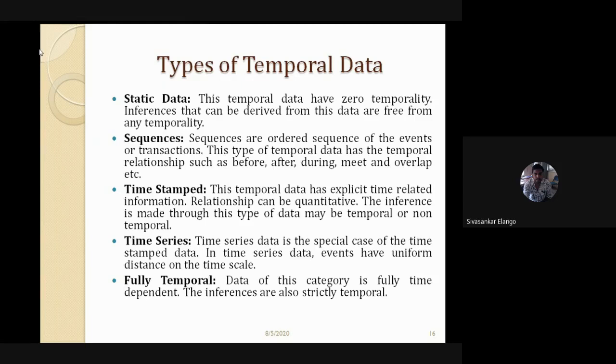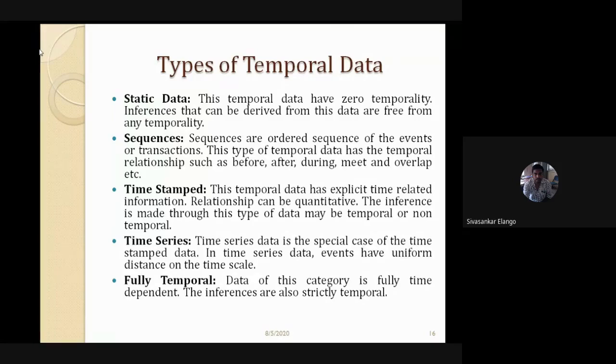Then we have timestamp data. Timestamp data means that we store data in a relational format along with a timestamp. For example, the price of a particular stock varies continuously throughout the day in a stock market. So we store the stock price with a timestamp. It's known as timestamped data.